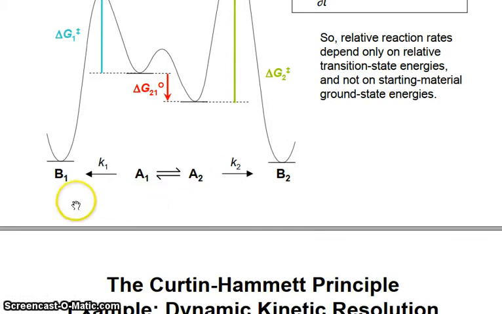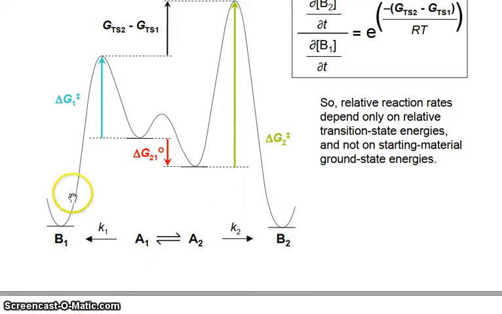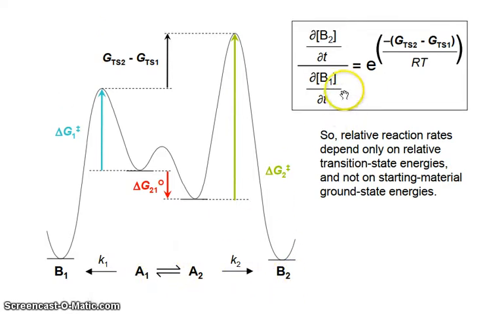Now friends, you can see what is the meaning of B1 in your equations. This is your B1, this is your B2, and this is the equilibrium A1 and A2. So A1 K1 B1, A2 K2 B2. So A1 is in equilibrium with A2, and this is the formula. This B1 is this and this B2 is this.